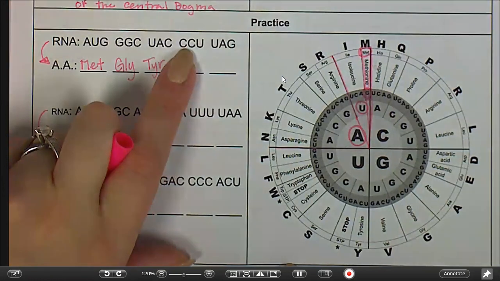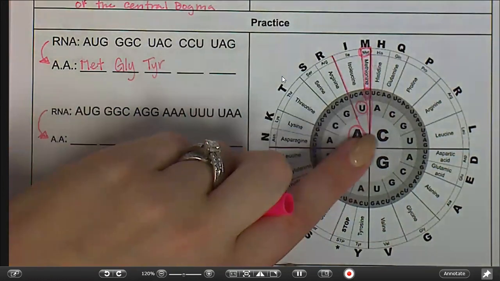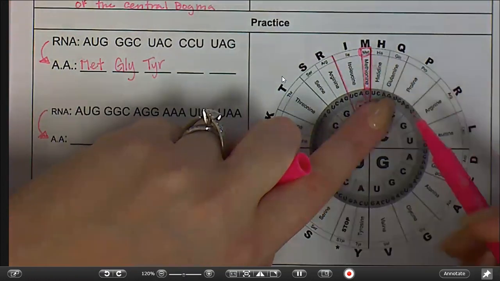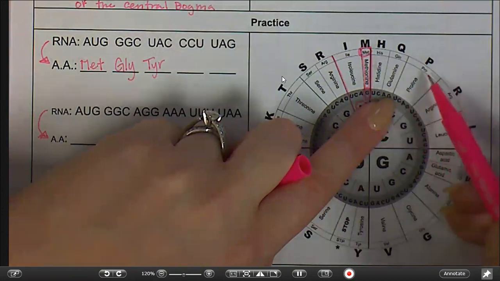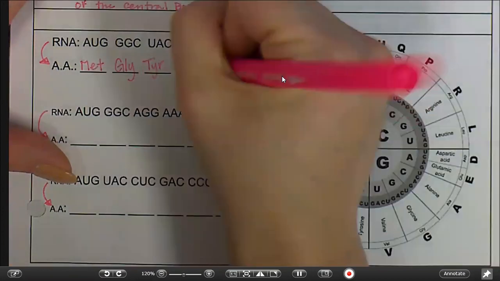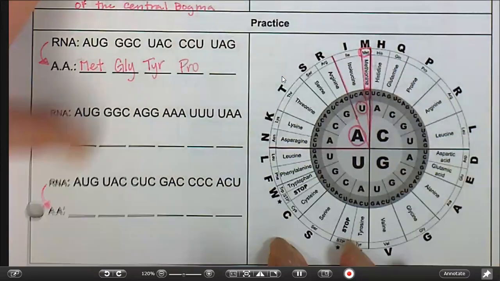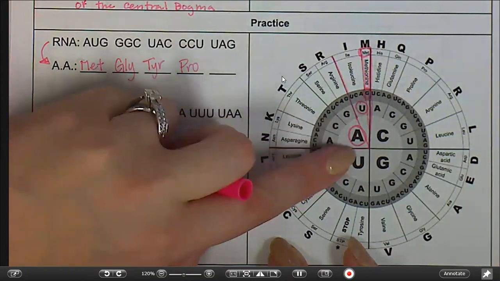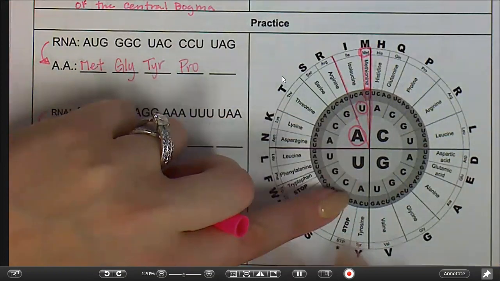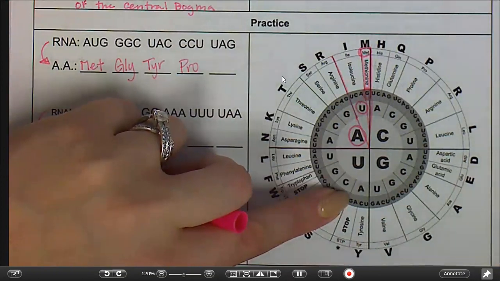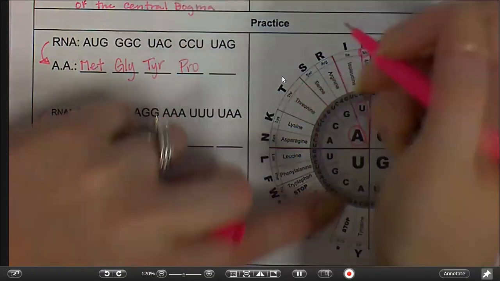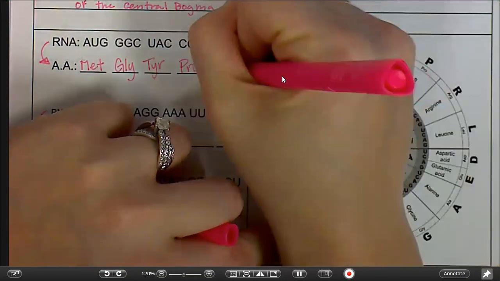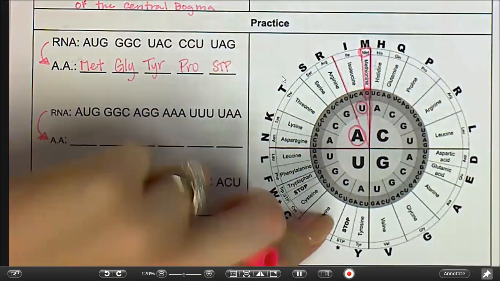Then I have CCU. Big C, medium C, little u. Codes for proline, my code is PRO. Then my last codon is UAG. Notice that it's stop. That means it's the end of the protein. So you can either write stop or you can use the abbreviation STP. Doesn't matter.